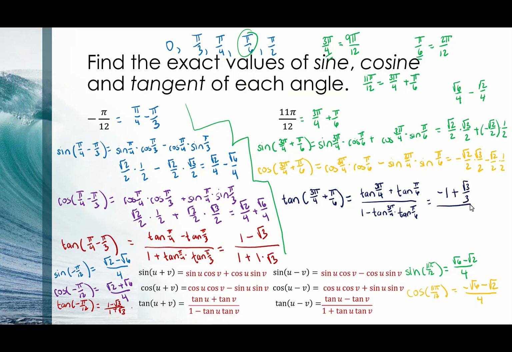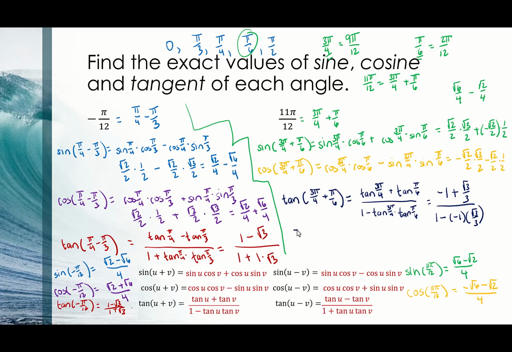So we will have a complex fraction. We'll address that as needed. In the denominator, we have 1 minus tangent of 3 pi over 4, we said was negative 1. And then tangent of pi over 6, we said was root 3 over 3. Okay, so in the numerator, we do have to do a little bit of trickery because we want to be able to combine these. We don't want a complex fraction. Negative 1 is negative 3 over 3.